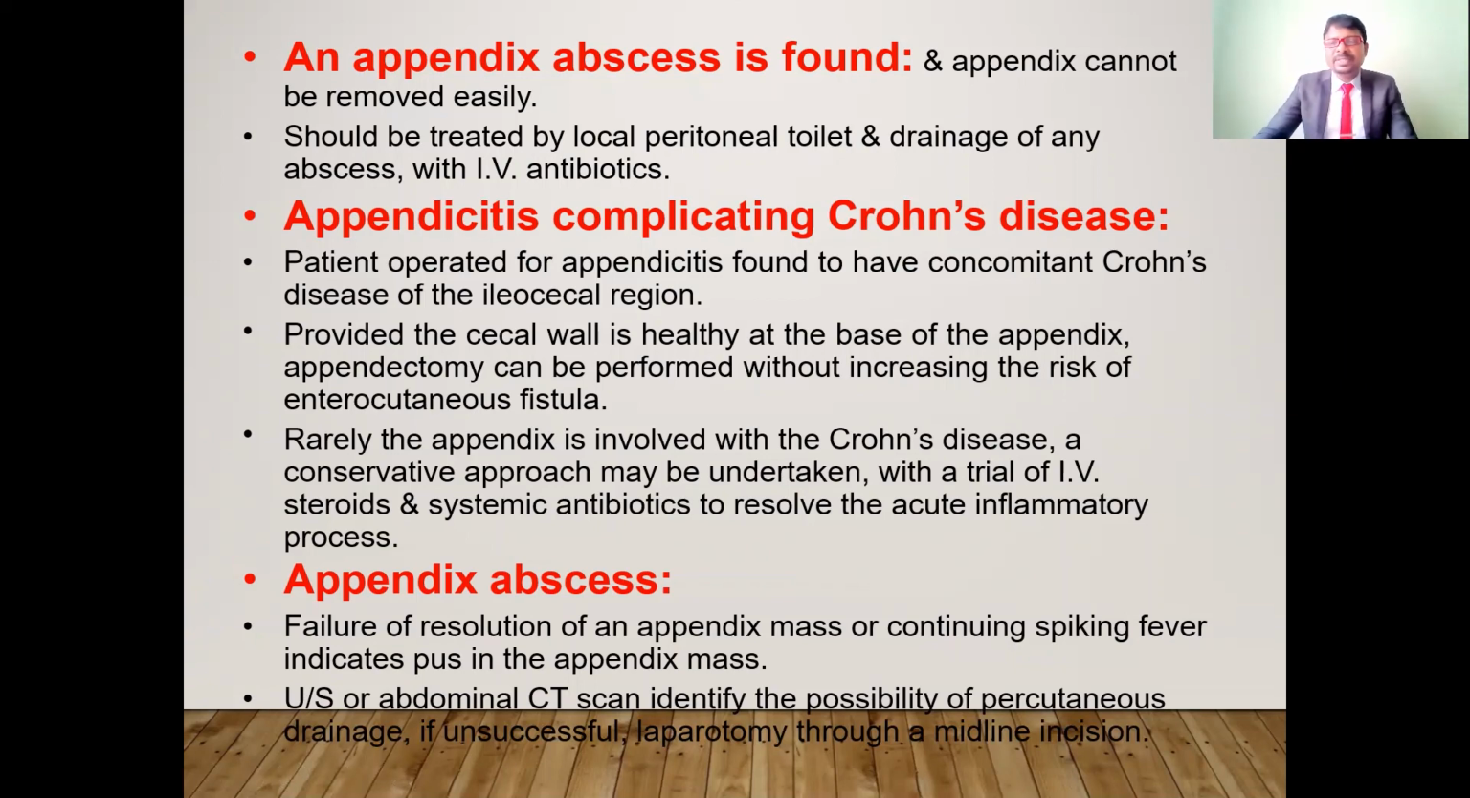So if any person has a continuously increasing temperature, it may indicate pus formation in the appendicitis. Ultrasound scanning and abdominal CT scan identify the possibility of percutaneous drainage. If not successful, a laparotomy through a midline incision is needed. So if it is not controllable after the medications, the CT scan and percutaneous drainage, then we can go for laparotomy through the midline incision.